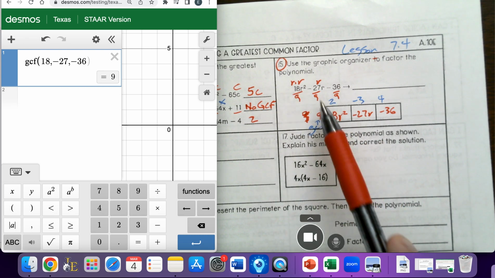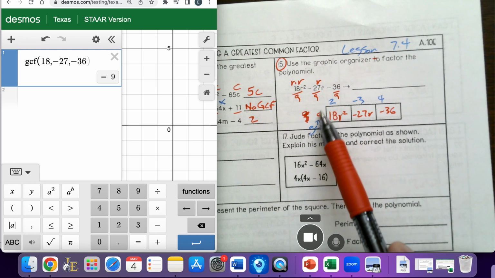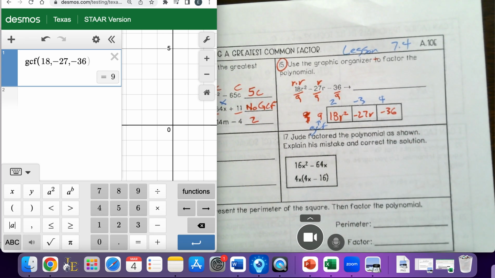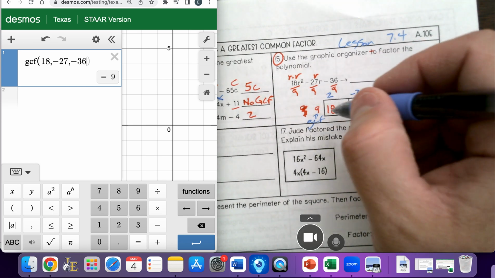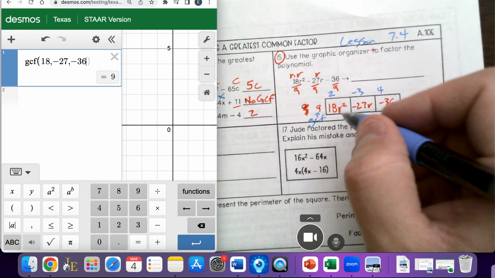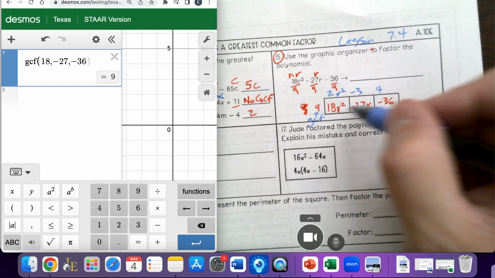The 18 divided by 9 gives me a 2 above the 18r squared. The negative 27 divided by 9 gives me a negative 3. And then the negative 36 divided by 9 gets me a 4. And so now I just need to look at the r values. So when I factored out the greatest common factor, I didn't factor out any r's.